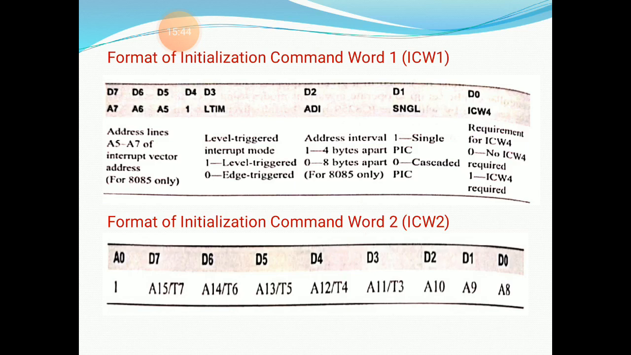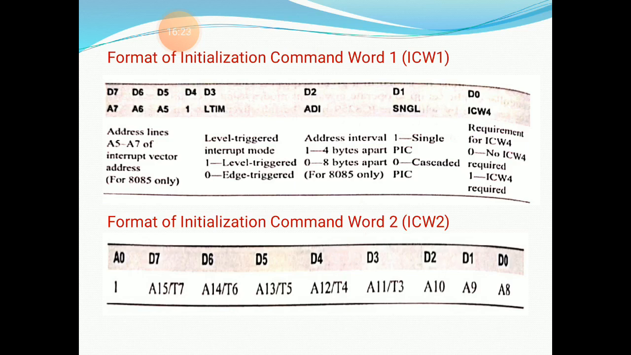And D5, D6, D7, these 3 bits belong to 3 address lines of the microprocessor, A5, A6, A7. These address lines carry the interrupt vector address for the 8085 microprocessor only. So these 3 lines carry the address for the 8085 processor. If 8086 is used, these 3 bits are considered as don't care bits. That is, D5, D6, D7 are don't cares for 8086 microprocessor interfacing. For 8085, these lines become A7, A5, A6.